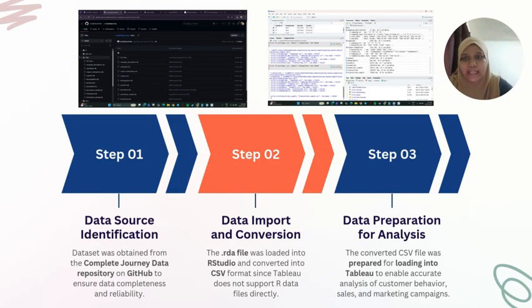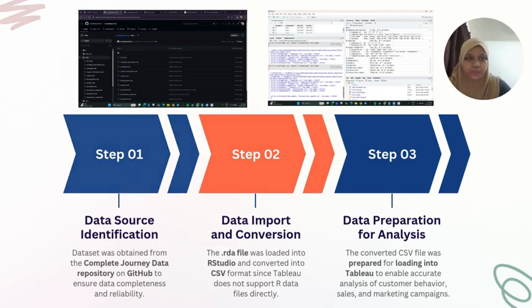We started by obtaining the Complete Journey dataset from GitHub, which contained transaction, product, and campaign data. Since the original file was in R format and Tableau does not support it directly, we loaded the dataset into RStudio and converted it into CSV format. This step ensured that the data was complete, structured, and ready for analysis in Tableau.